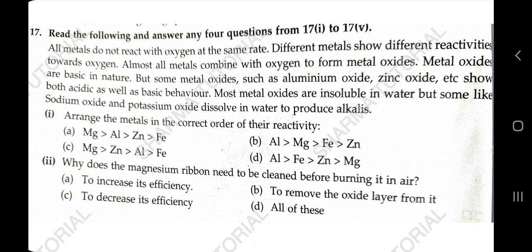The magnesium ribbon has to be cleaned because it forms an oxide layer on the outermost surface. It forms an outside layer of magnesium oxide on it. In order to remove it, we clean it with sandpaper. So option B is the correct answer.